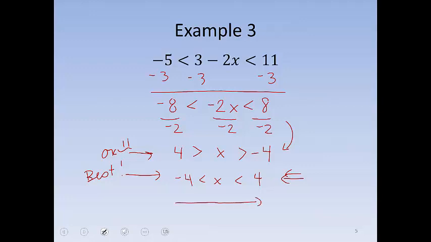All right, on your number line, we go from negative 4 to positive 4. They're both exclusive, and we shade in the middle. Using interval notation, negative 4 to positive 4, soft brackets on both because they're both exclusive.